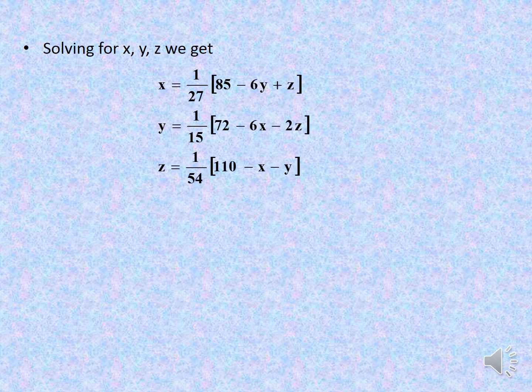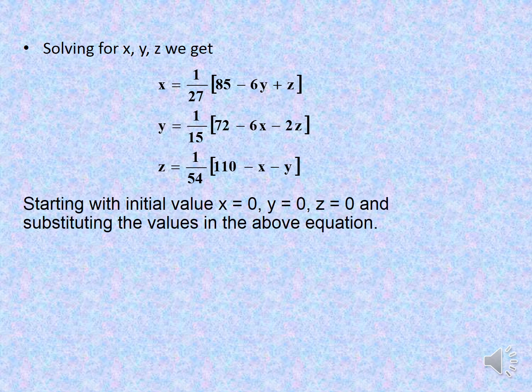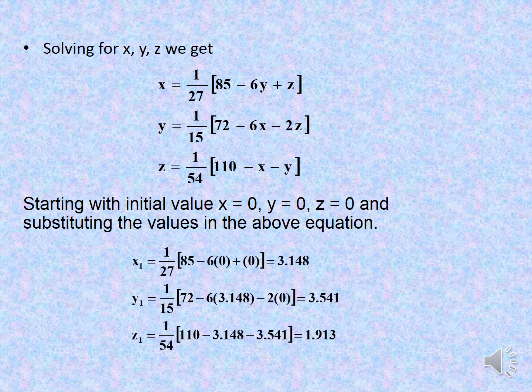Now we can write these equations for x, y, z here, and now we take some initial approximation. We have taken x equal to 0, y equal to 0, z equal to 0. From the first equation we calculate the value of x by substituting the values of y and z. We get x1, that is 3.148. For calculating y1 we use the new x1 and the value of z, which is 0. For calculating z1 we use x1 and y1 and get z1. So our first iteration is over.